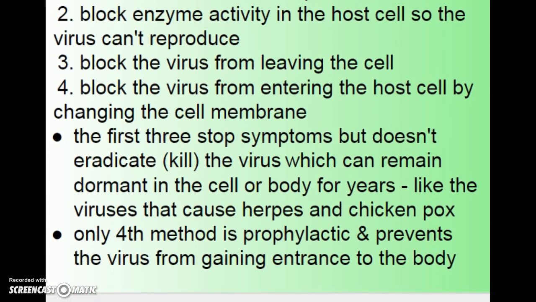So that virus could still remain in your body for years, like the viruses that cause herpes and chickenpox, and then later come out. Chickenpox, you maybe have known somebody who's developed shingles later on in life. But only the fourth method, as I mentioned, is prophylactic and actually prevents the virus from gaining entrance to your body.